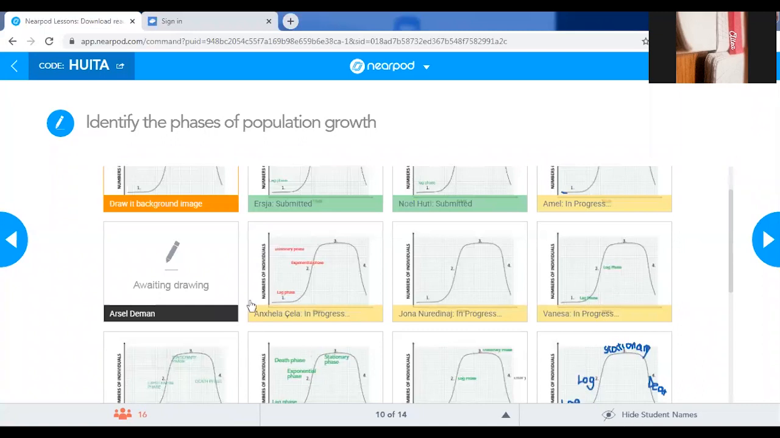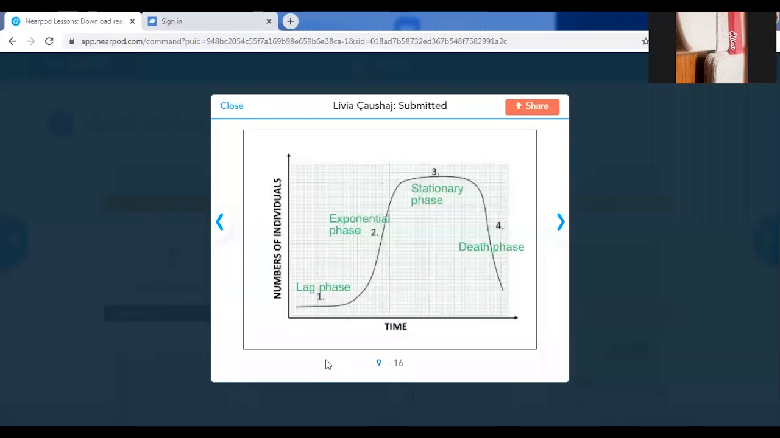So the first one represents the, let's see, one. The first one is the lag phase. The second one, this is okay. The second one is the exponential phase, then the stationary phase, and at the end, the death phase.